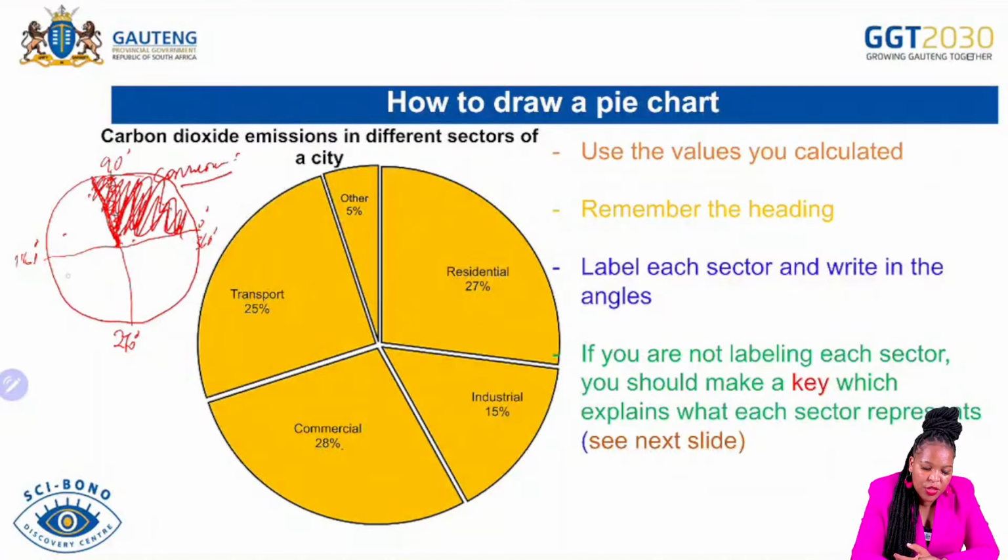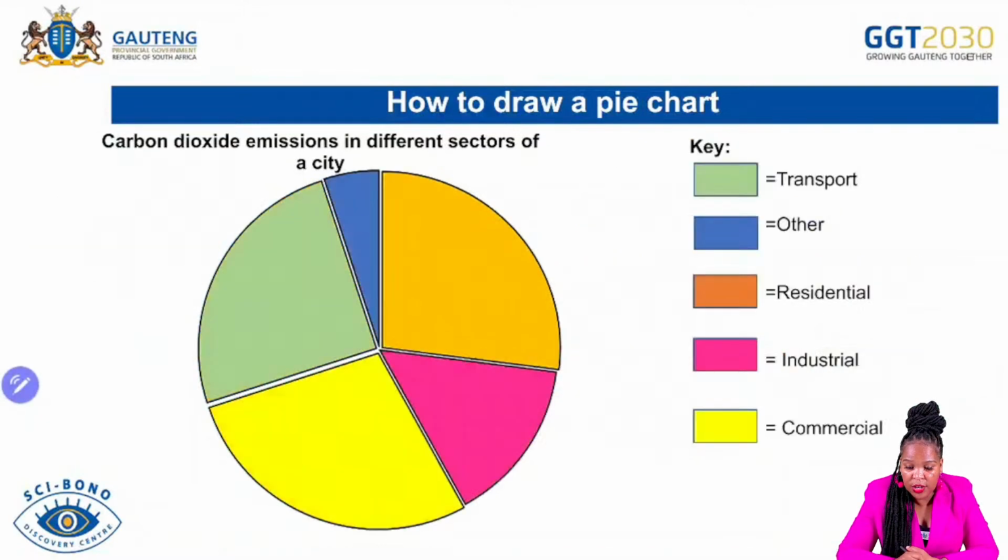And then you come with your other sections and then you proportion them accordingly, according to the angles that you have. So you must label them and then use a key, and then you will end up with a pie chart like this, and then in order for you to get your full marks.